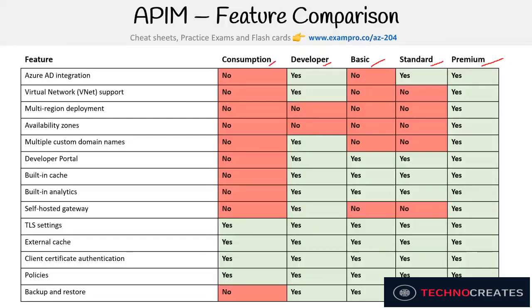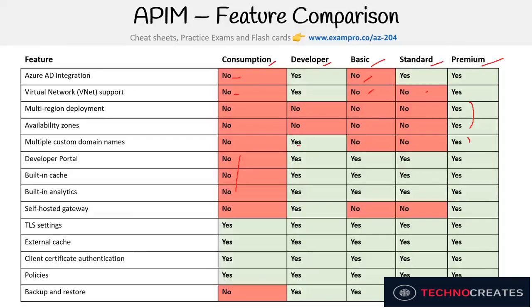Green is what is. So for Azure AD, we do not have it for consumption or basic. For virtual network support, it's just not supported for consumption, basic, and standard. For multi-region deployment availability zones, we're only getting that for premium. For multiple custom domains, premium as well, and also for developer portal, the built-in cache and built-in analytics are not available in the consumption plan. If you want a self-hosted gateway, it better be on the premium.